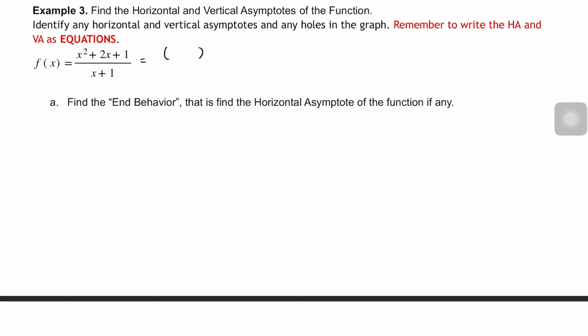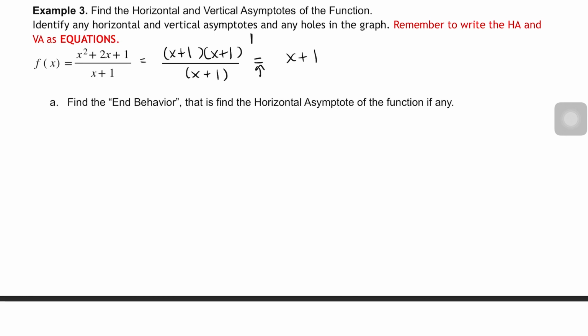What I would recommend is to automatically write this in factored form. If you can factor it, that would be amazing. You don't have to right away, but it makes it easier later on. What we notice here is that these two are simplifying, right? We have x plus 1 on the numerator and x plus 1 times x plus 1 all over x plus 1. So one of the factors can cancel out and give you x plus 1.